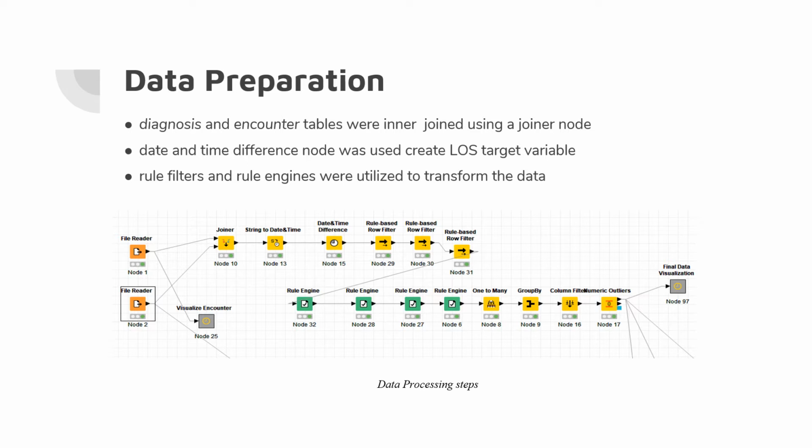Next, in order to create the LOS target variable, we had to convert the admitted and discharge date fields to datetime formats because they were strings. So we used the String to Date&Time node to convert them, and afterwards, in order to calculate the length of stay target variable in days, we used the Date&Time Difference node. Next, we used rule-based row filters and rule engines to limit and consolidate our data set and our variables, which I'll talk about next in the presentation.